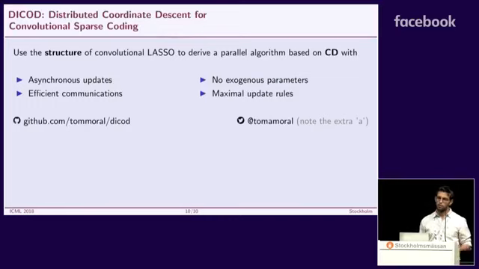So what we proposed is an efficient asynchronous distributed algorithm, which has efficient communication and which leverages the structure of our problem to solve it faster. And it also has no exogenous parameters, so you don't need to fix the learning rate in a precise way to be able to converge.